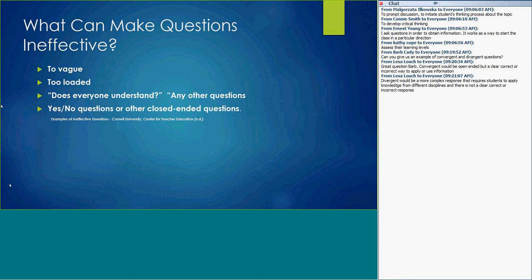When we talk about convergent questions, we're not asking a closed-ended yes or no question. We're still asking an open-ended question, but there's a pretty clear right or wrong way to apply the information. For example, I just finished teaching a database class, Intro to Microsoft Access, one of the INF classes. In that, we talked about some of the practices for designing good databases.